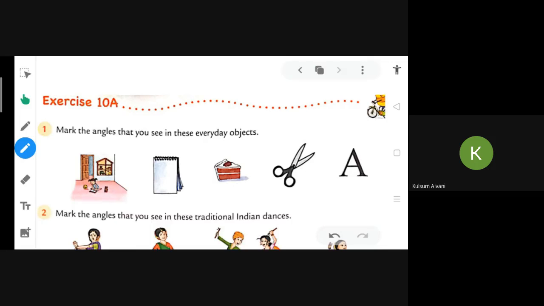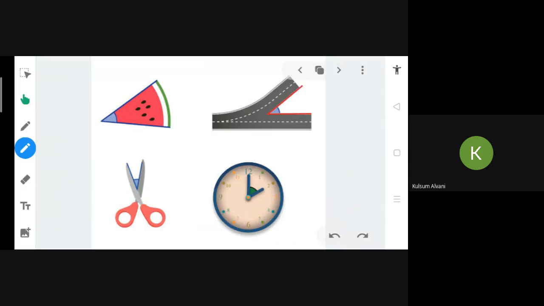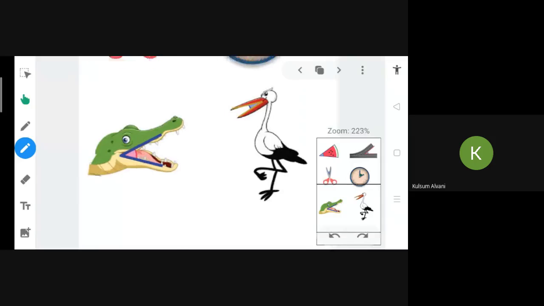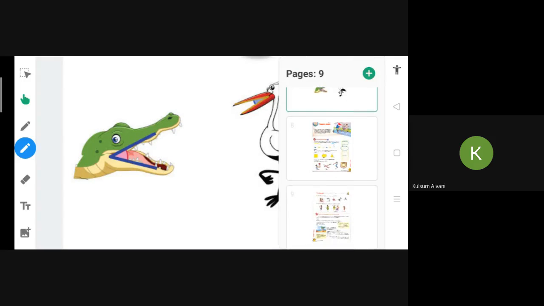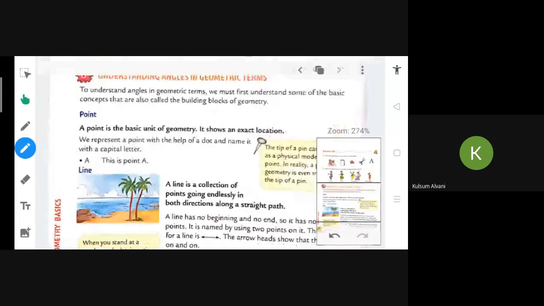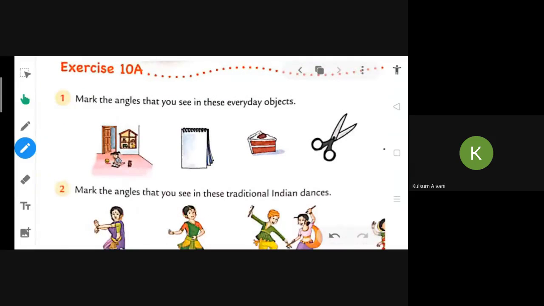And ma'am, in 10A, we have to do question one. I don't understand question one. In question one, you have to see where the corners are. You see these are the corners. See, these angles are found in the road, in this piece, in the scissor, and in the clock also. So, that way you have to see where the angles are. Yes, ma'am. Ma'am, but in the diary there is not, and the cake corner is not there.